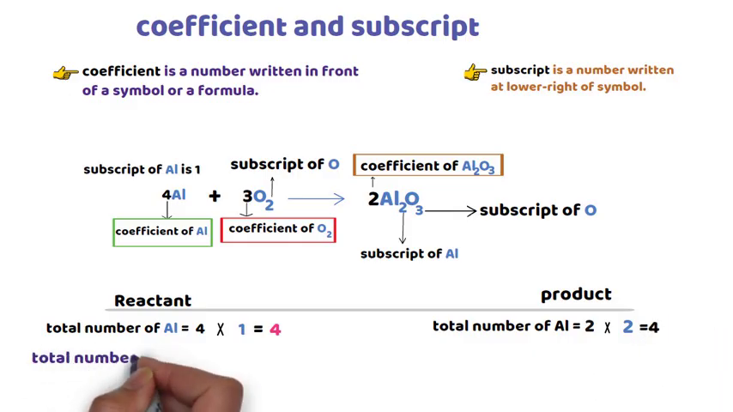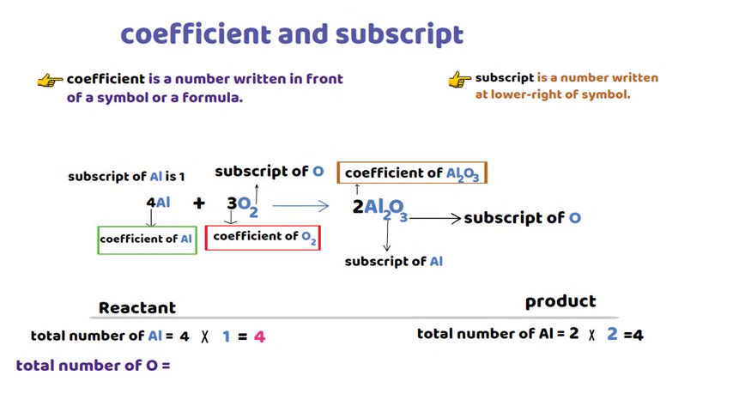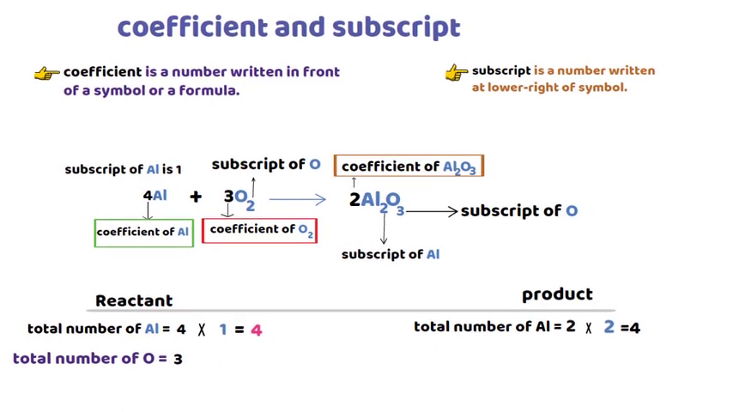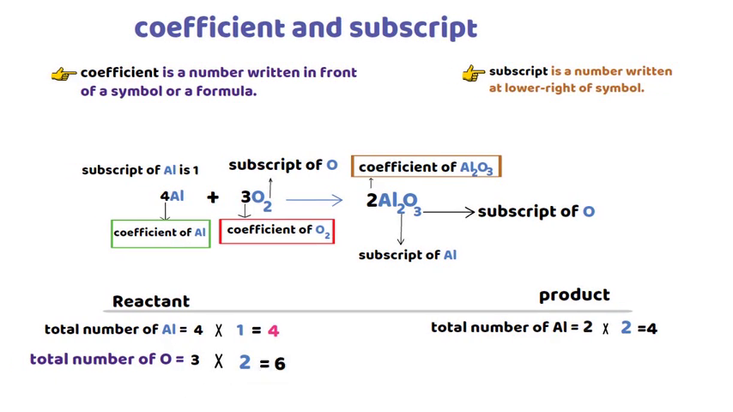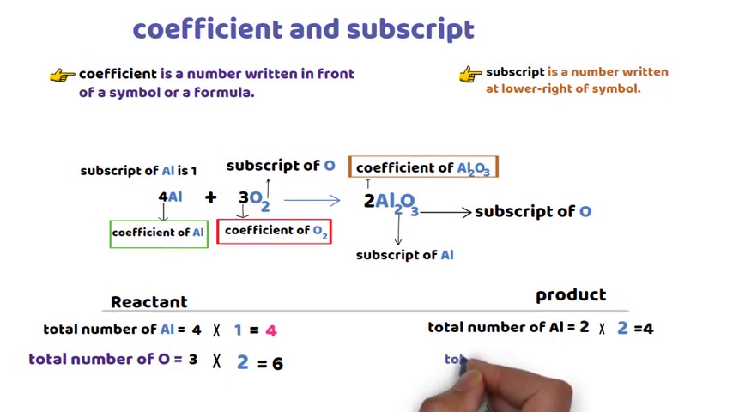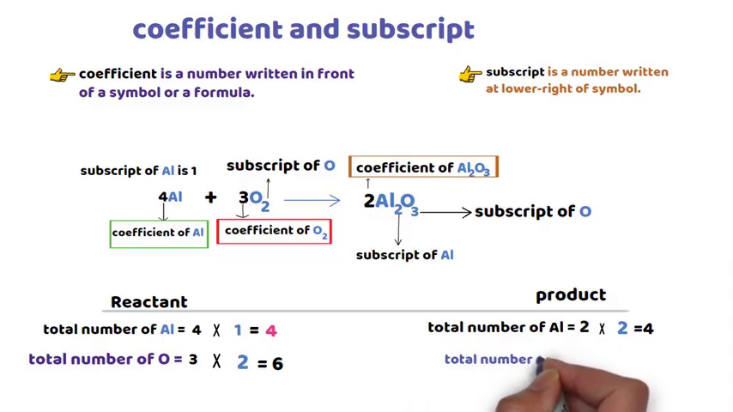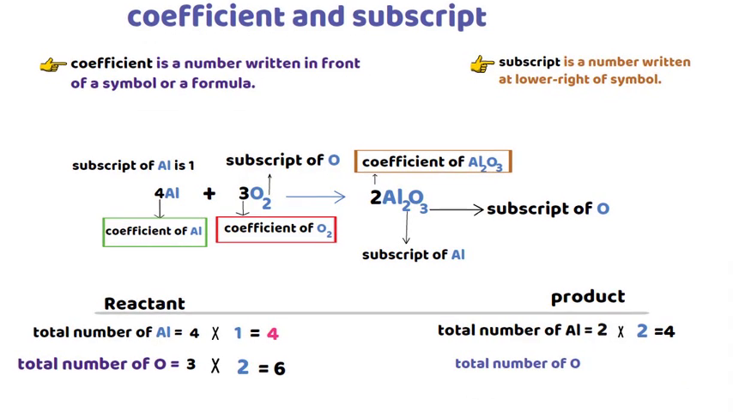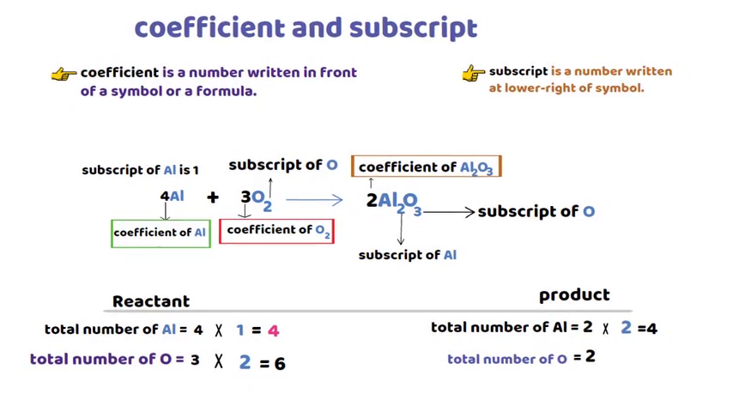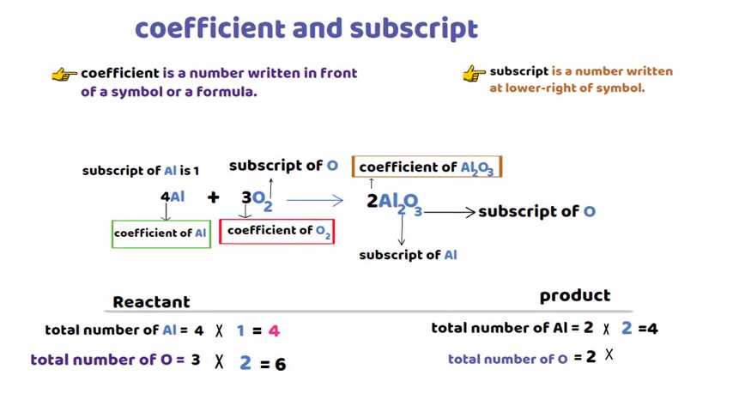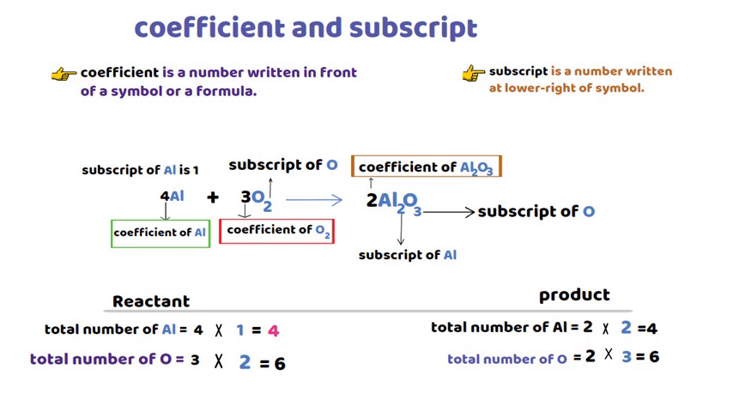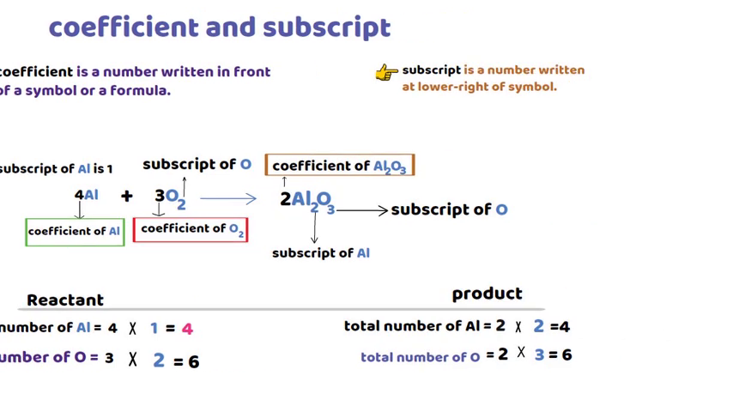The total number of oxygen in the reactant side: 3 is the coefficient of oxygen molecule, times 2 is the subscript of oxygen molecule. So 3 times 2 which equal to 6. The total number of oxygen in the product side: 2 is the coefficient of aluminum oxide, 2 times 3, which is the subscript of oxygen in aluminum oxide, which equal to 6.